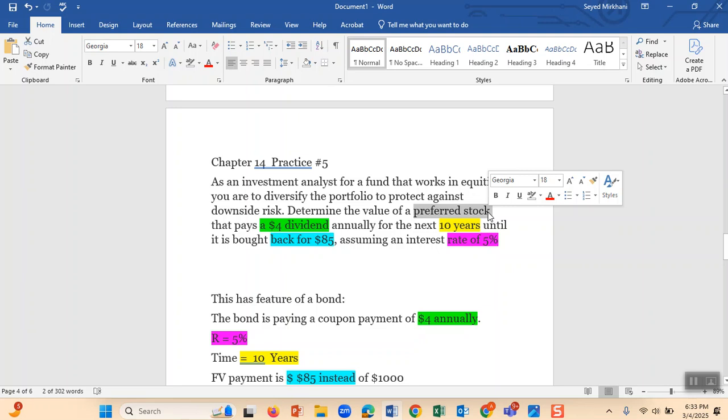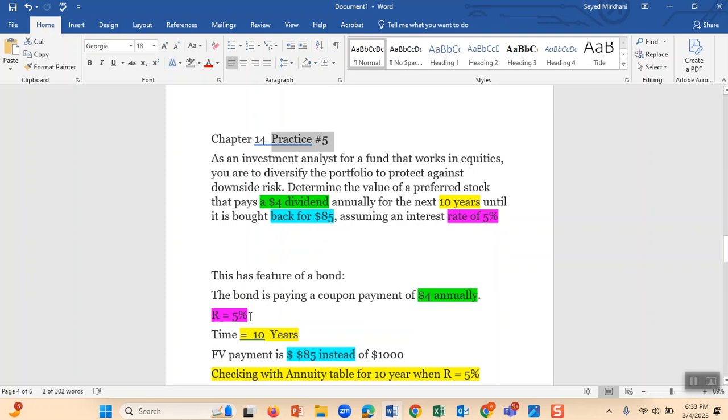For example, for this one, I'll give you the answer. This is the practice test. It is Chapter 14, practice number 5, and let's see how we do the calculation. We know our R is 5%. We know time is 10 years. And also future value, that in the future they are going to give us $85, instead of the $1,000 that the bond gives.